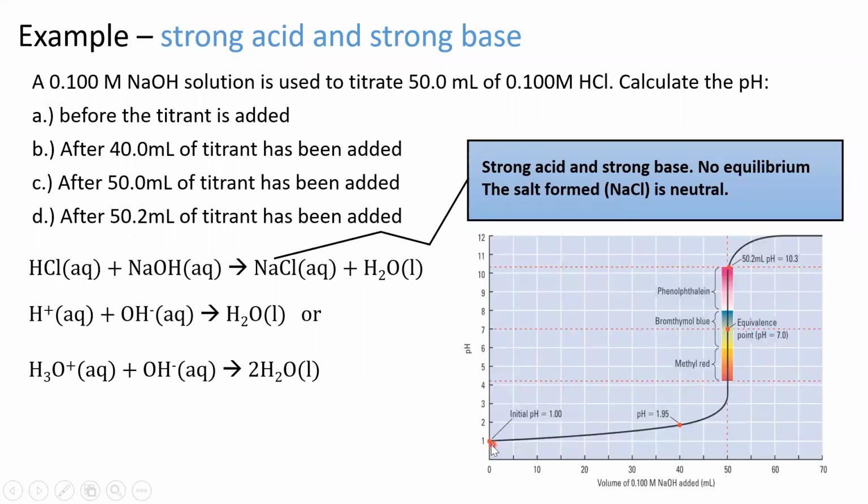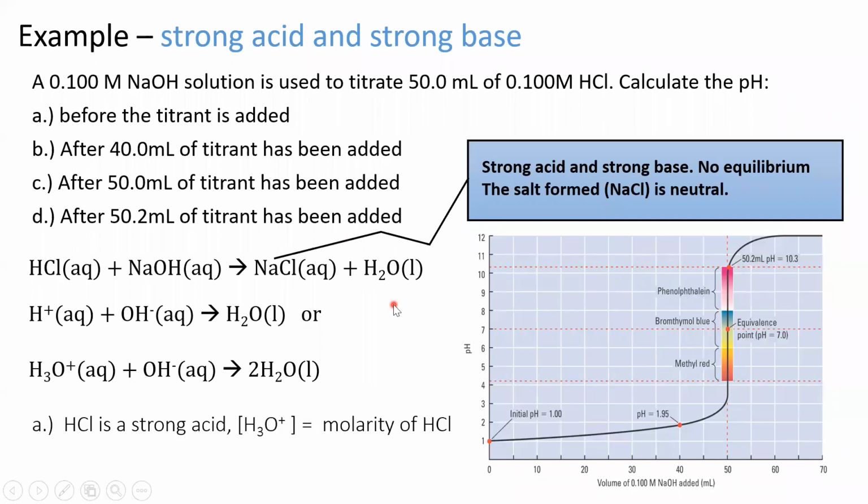And again, we're going to look before the reaction starts. So that's this point here. After we add 40 milliliters of sodium hydroxide, after we add 50 milliliters of sodium hydroxide, and then after we add, and it's not really on here, but, oh, here it is. After we add 50.2 milliliters of sodium hydroxide. So let's take a look at the math.